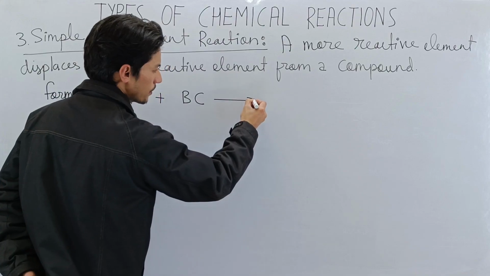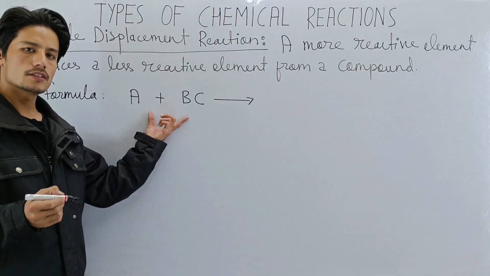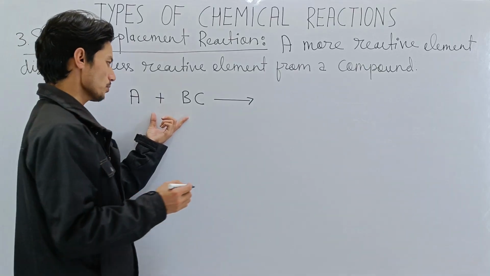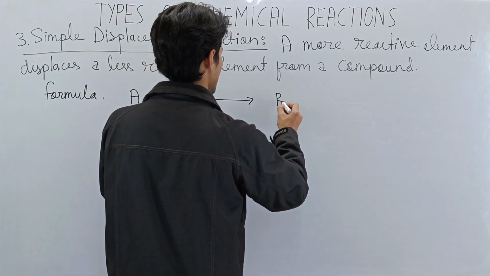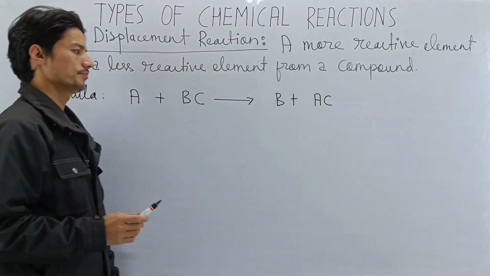So what type of reaction will take place? Displacement reaction will take place. And then after the displacement reaction has taken place, what will happen? You will find B here and you will find A there.